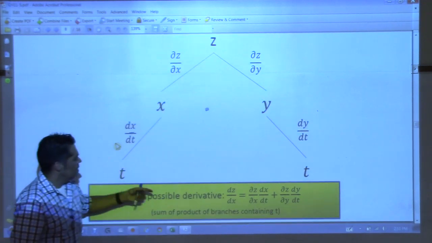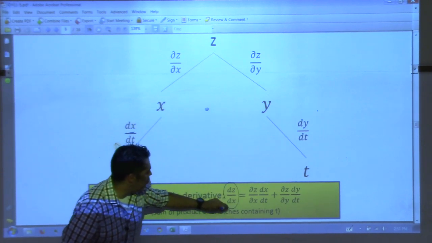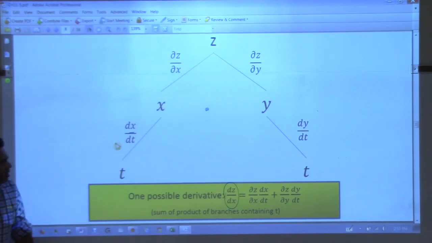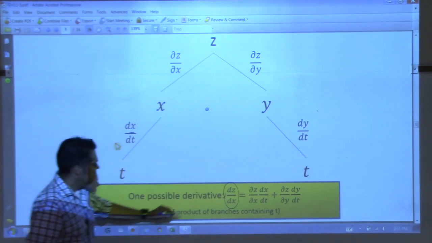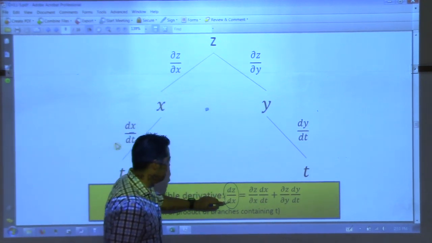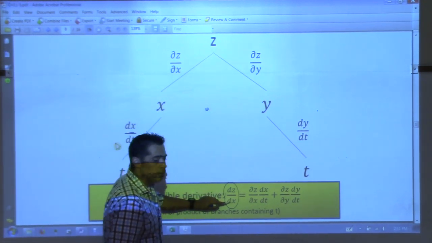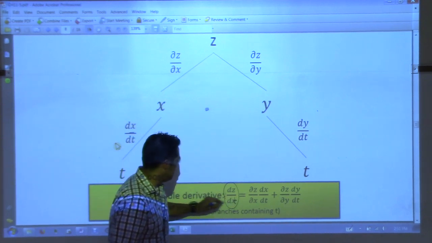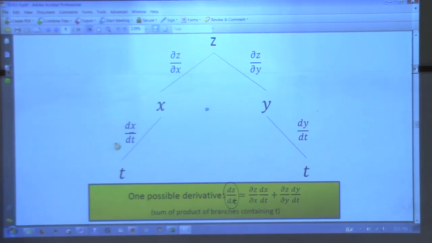So look at the notation here. Why is it not a partial? Sorry, that is a typo. That's supposed to be dz dt. Please note that. That should be t. That's the only derivative possible.